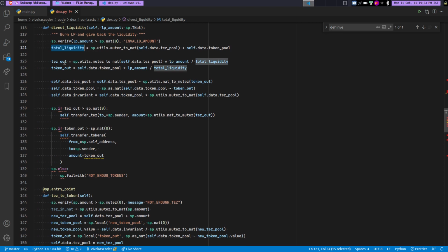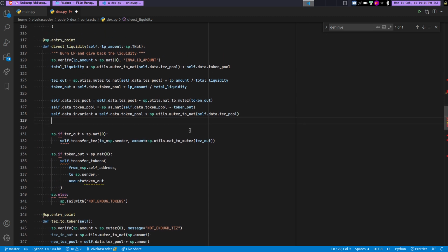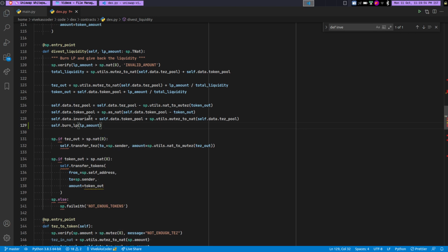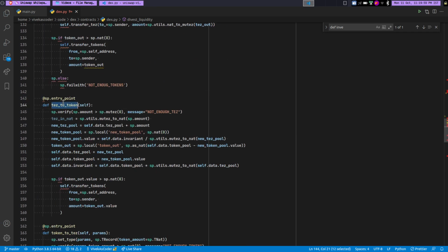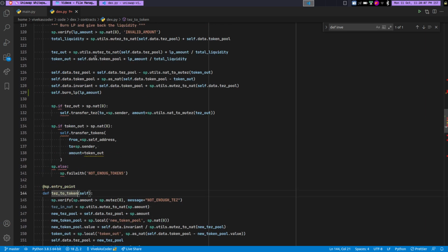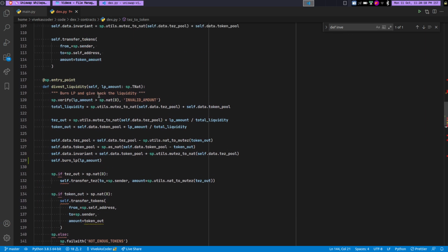So this is total liquidity and this. So here I actually need to burn the token as well. I actually forgot it, but it's pretty easy. So you can do self.burn_LP, and here you need to provide the amount of LP token that you want to burn, which is actually going to be LP_amount. So yeah, this is what you need to do. Anyways, then you have test to token. Okay, sorry, I have already covered this. So yeah, this is how the divest liquidity works and invest liquidity works.